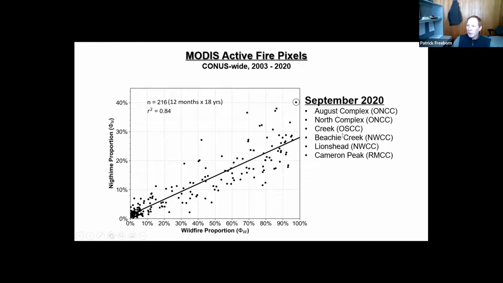To me, that's insane. And so I had to look at the SIT reports for September of 2020. And this is just a truncated list of all those large wildfires that were burning during that month.